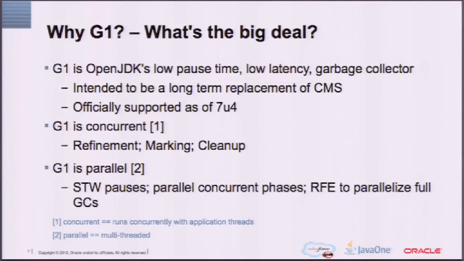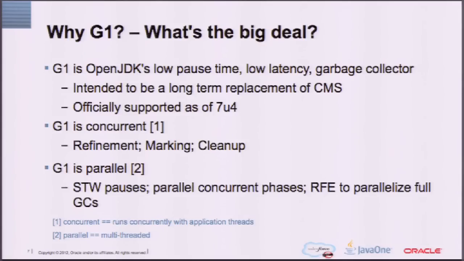Anyway, so G1 is concurrent, so it's got some concurrent phases to it. Refinement, marking, and cleanup, those phases in G1 are concurrent. In other words, they run in parallel, or I should say at the same time as your application. It's also multi-threaded. In other words, it's parallel. So the stop the world pauses in G1 are multi-threaded.